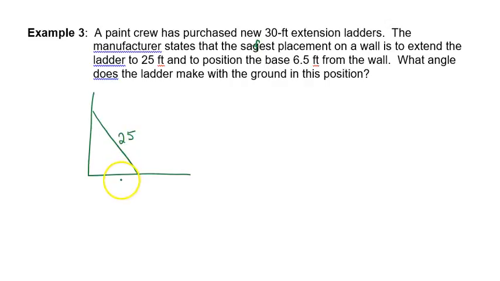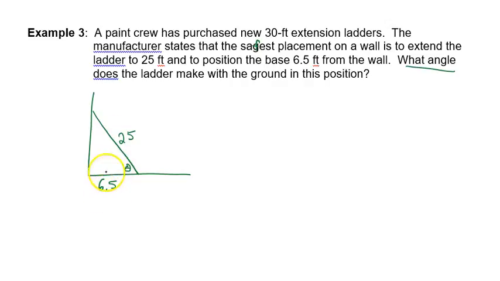It's extended to 25. It says to position the base 6.5 feet from the wall. So the bottom of the ladder is 6.5 feet away. And then the question is, what angle does it make with the ground? So the ground being here, I'm going to call this angle theta, and I'm going to try to find that. So this is kind of a play on the last example. We are missing an angle again. I do have to decide whether it is sine, cosine, or tangent. And you do that by paying attention to what two sides you have.